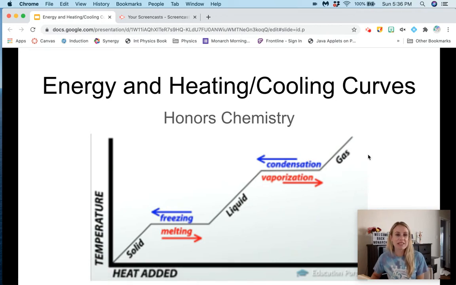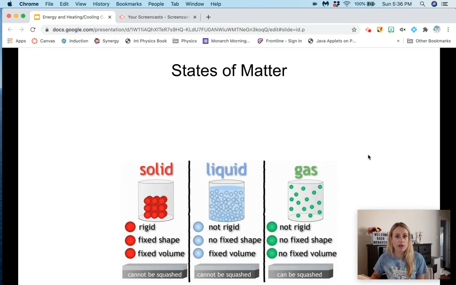All right, hi everyone. So today we are going to talk about energy and heating and cooling curves. Before we get into all of the heating and cooling curve stuff, we do have to talk about what the states of matter are. There are 4 states of matter, but we're really only concerned with 3 in this class: the solid state, liquid state, and gas state.